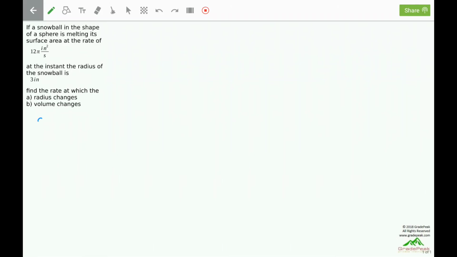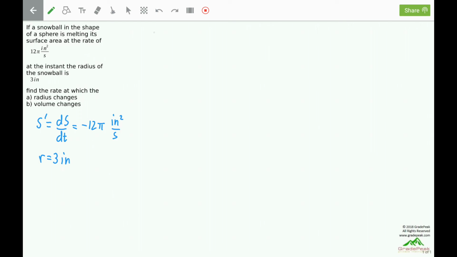We are given here the rate at which the surface area, S prime, or dS/dt, will be changing, and it's melting, and therefore it should be decreasing. And so this will equal negative 12 pi inches squared per second. We are looking at the instant that the snowball will have a radius of 3 inches.